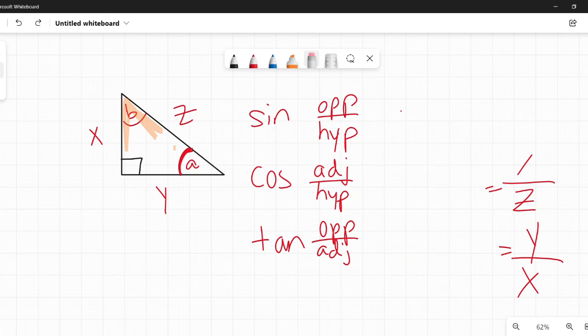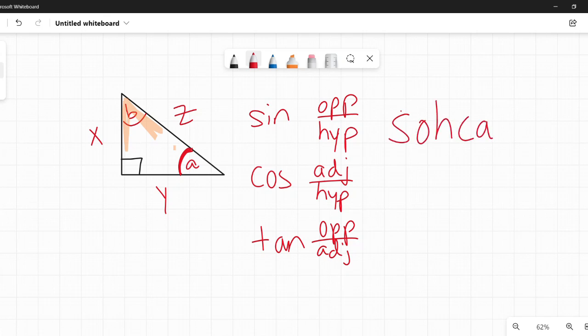Okay, now one thing I'd like to say before I do an example of how you can actually use this to solve a problem: you are likely to see this given in your book as a mnemonic device to help you remember. It's SOHCAHTOA: sine is opposite over hypotenuse, cosine is adjacent over hypotenuse, tangent is opposite over adjacent.